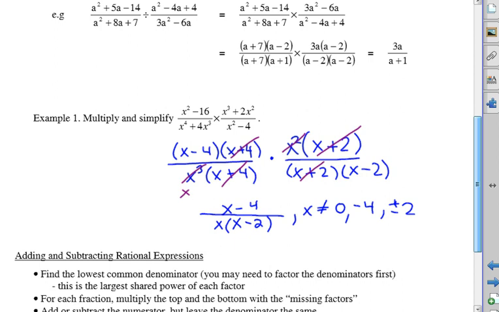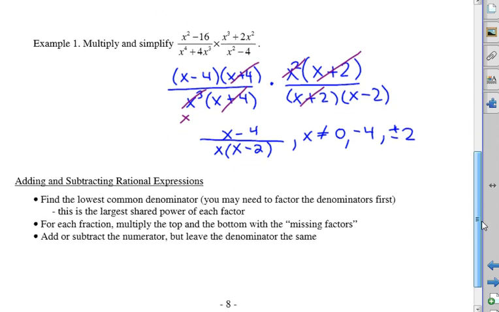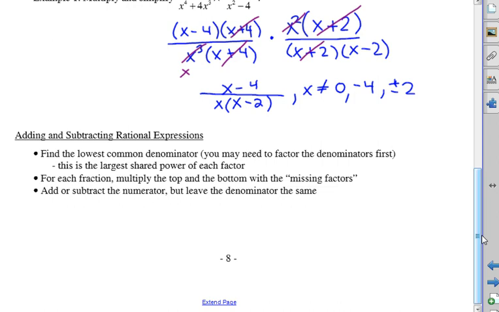Adding and subtracting. Everyone loves adding and subtracting fractions, right? No. Why is it more work to add and subtract? Unless the denominators are the same, we can't add or subtract the numerators. So we have to get a common denominator. How are we going to do that? Well, first step is still factor.